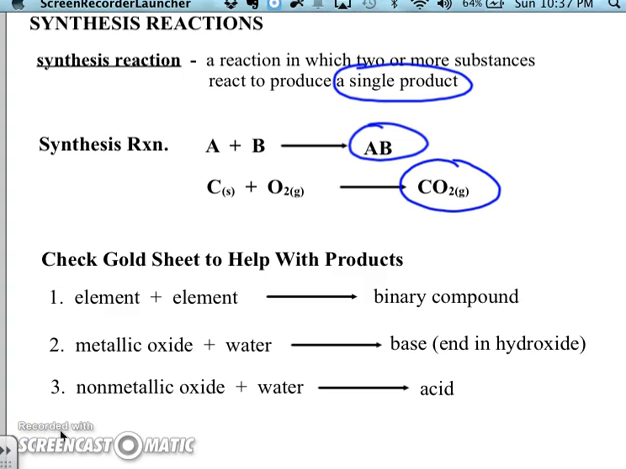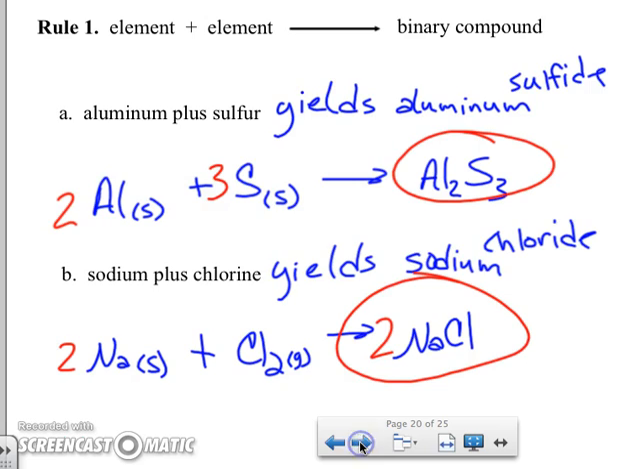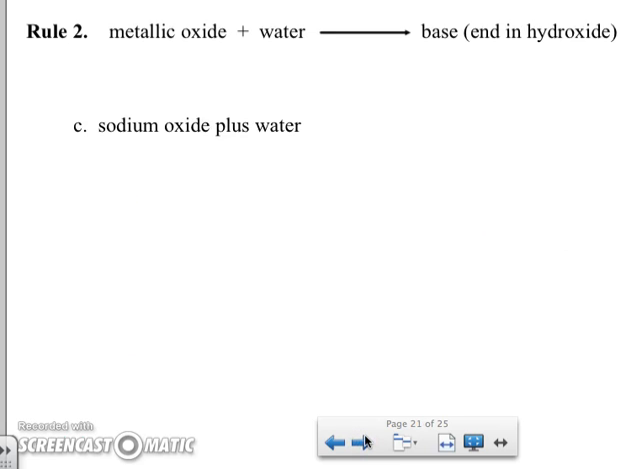Let's move on to Rule 2 when dealing with predicting products for synthesis reactions. Rule 2 states that a metallic oxide plus water will always yield a base or something that ends in hydroxide. Let's take a closer look at Rule 2. Rule 2 again says a metallic oxide plus water will always yield a base or something that ends in hydroxide.